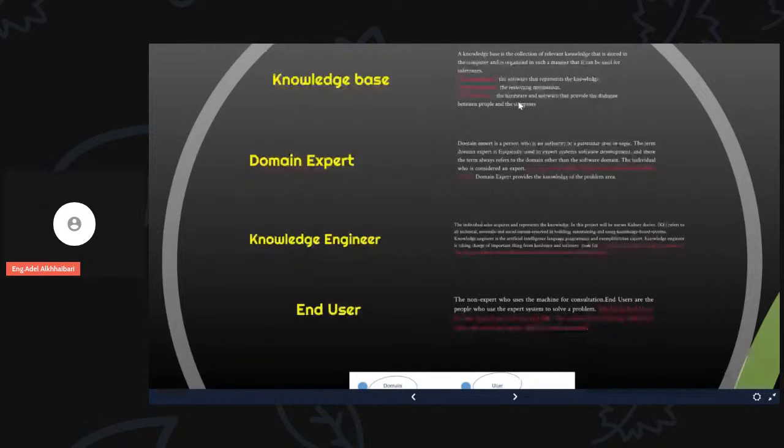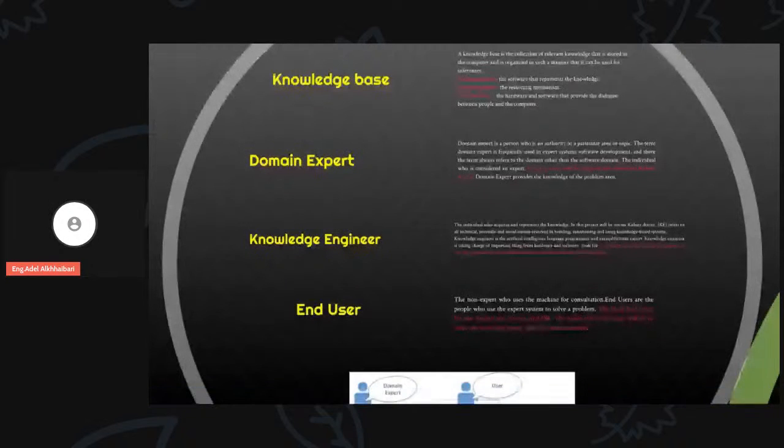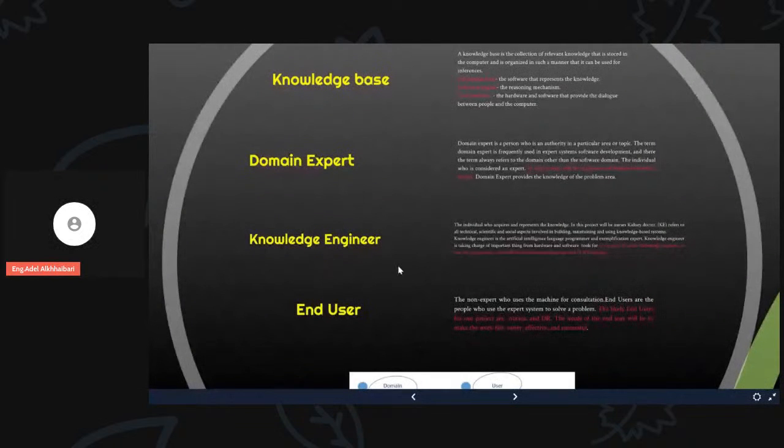The domain expert is the person who is in authority about a particular subject or topic. In this project for kidney disease, the domain expert team will be the surgeon, and the knowledge engineer is the programmer.